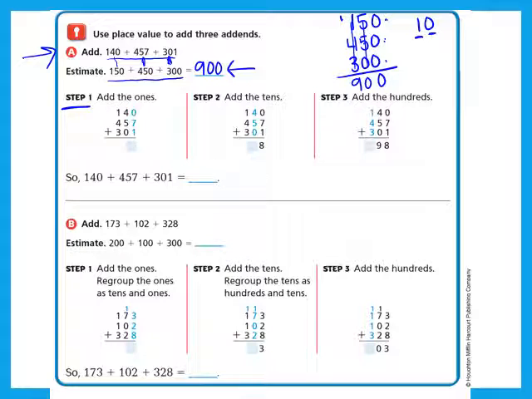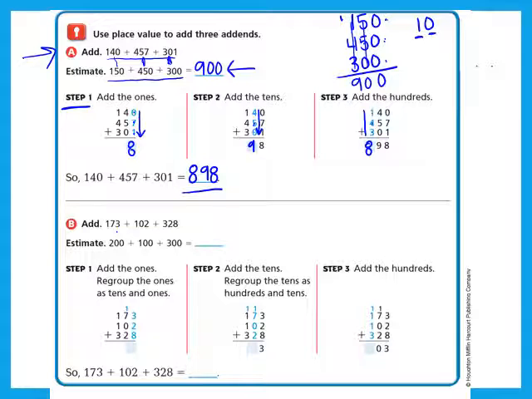So step 1 says to add the ones. So I have 0 plus 7, that equals 7. 7 plus 1 equals 8. So I write an 8 here. Next I'm going to add my tens. 4 plus 5 is 9, and 9 plus 0 is 9. So I write a 9 there. Last I add my hundreds. 1 plus 4 is 5, and 5 plus 3 is 8. So my exact answer when I add 140 plus 457 plus 301 is 898.